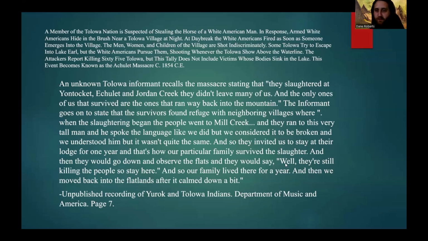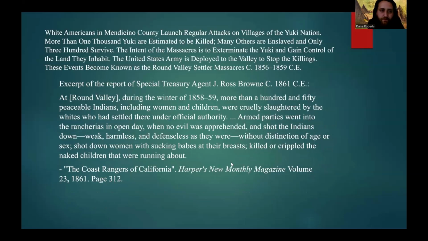So again, showing the absolute brutality and viciousness of the white American miners, and their brutality of their actions that they inflicted upon the Tolowa peoples. And here is the source that I got this information from.